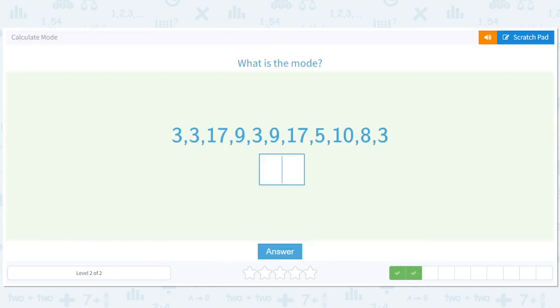Okay, guys. Next time you see a list of data, maybe try to pick out the mode, right? Could be a fun thing for you to do.